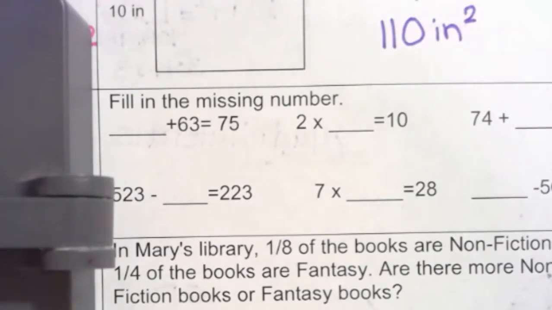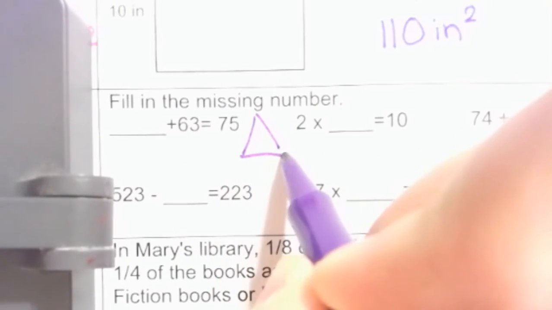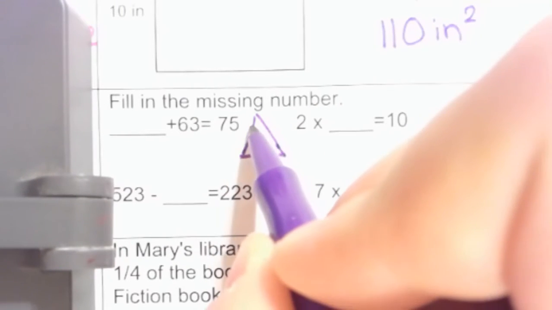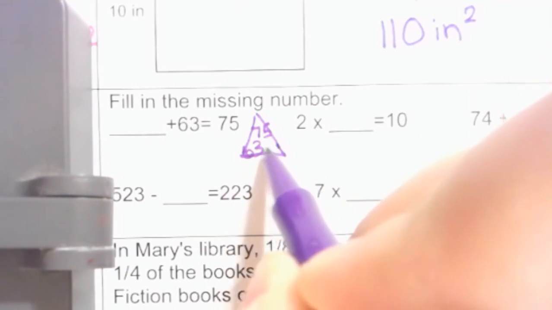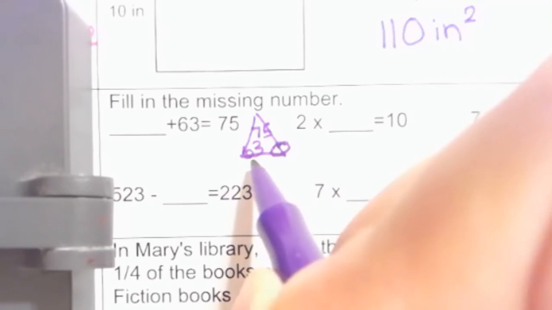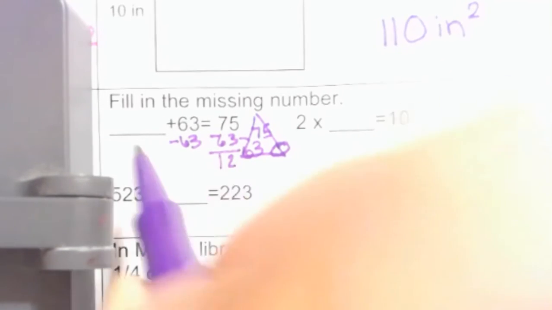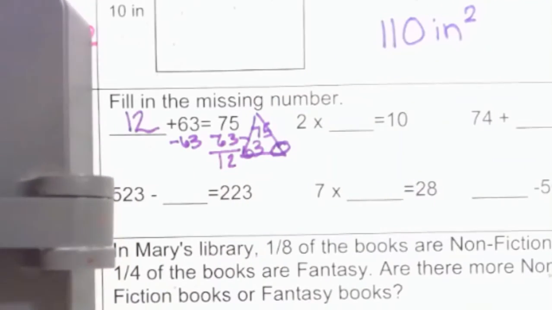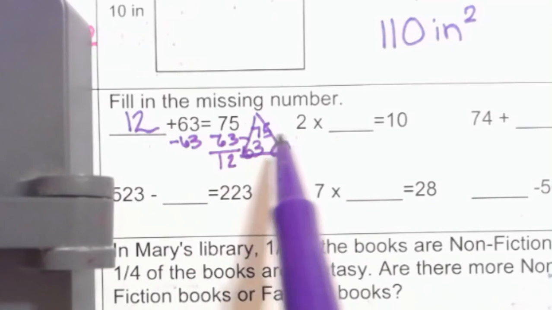We've got some missing numbers this time, Miss Val. How do we solve if we have something plus 63 equals 75? How are we going to find that missing number? My class, if you'll remember our triangle here, the big number goes on top, 75 and 63. When we have a big and a little, we get the other little by subtracting. 75 minus 63 is 12. And let's plug that in and make sure that works. Is 12 plus 63 75? Yes, it is.